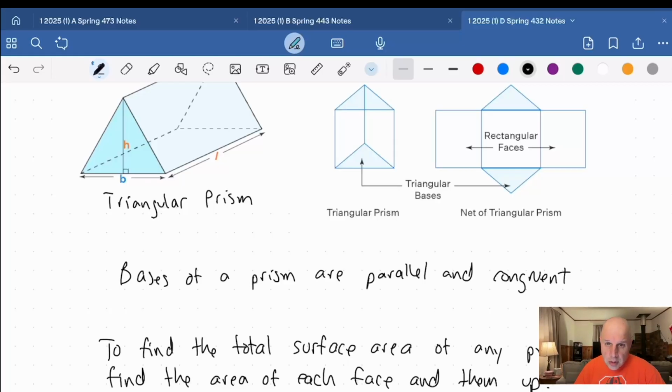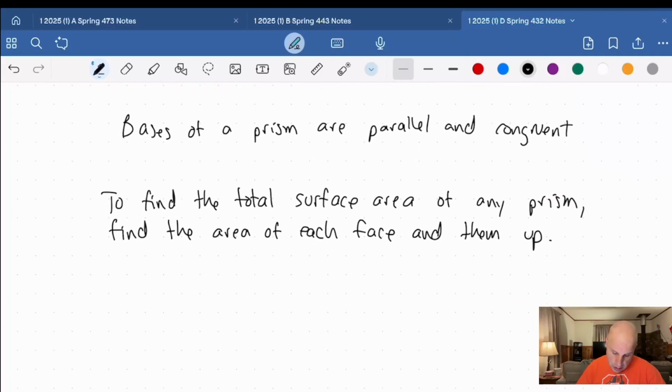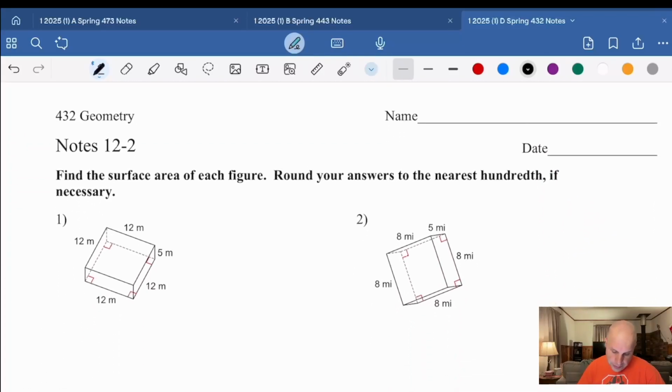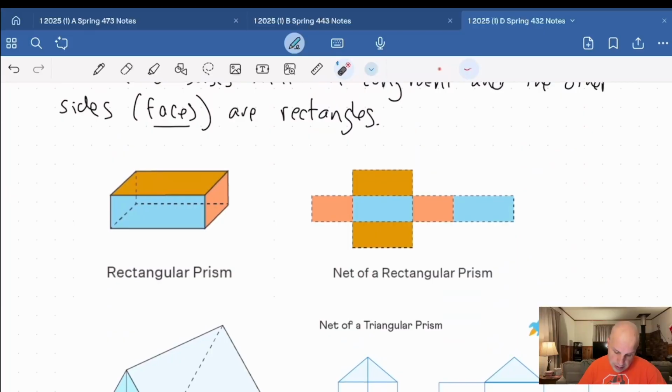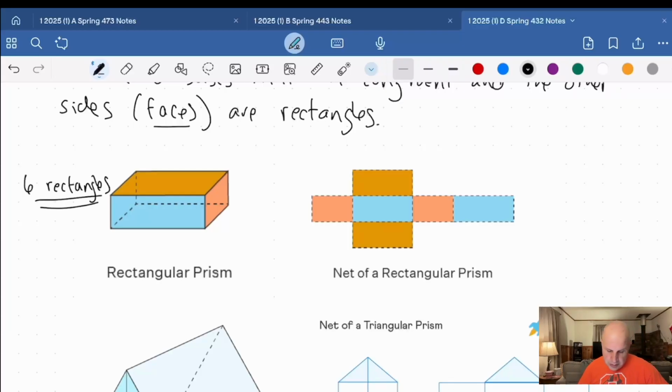Okay, so let's do a few examples of that. Let's go to our notes page here, notes 12-2, and let's start off with problem number 1. We have a rectangular prism, and we want to find the total surface area. One thing to keep in mind is that if I have a rectangular prism, we always end up with 6 rectangles. There's always 6 rectangles that form the rectangular prism, and we can see them here in this net.